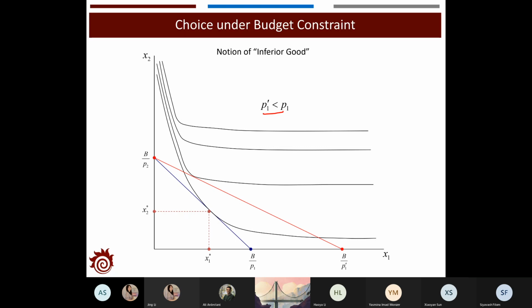With that, you can see that instead of increasing the consumption of X1 at the optimal solution, you will see reduced consumption of X1. And of course, you can see the increased consumption of X2. If this happens, we will say that this good is an inferior good. And decreasing the price of one product will result in less consumption of the same product.